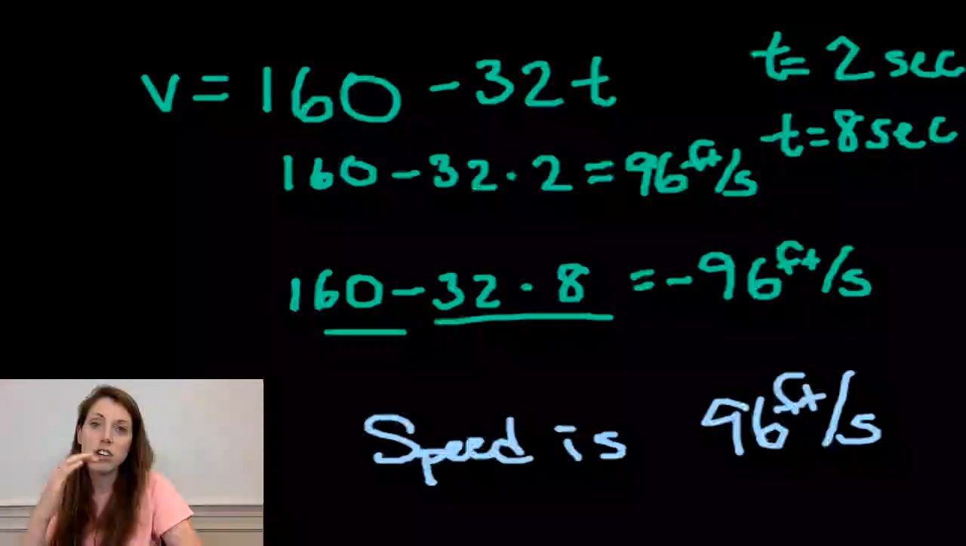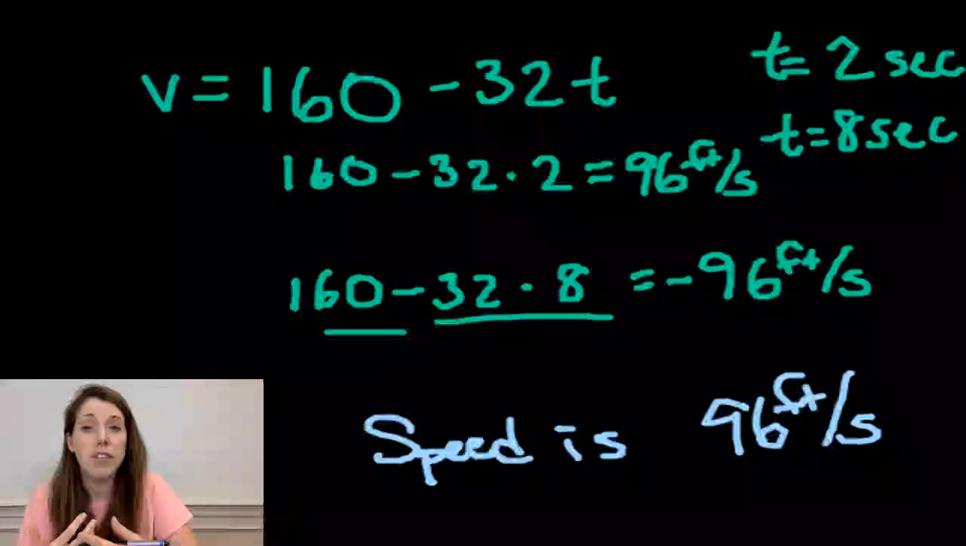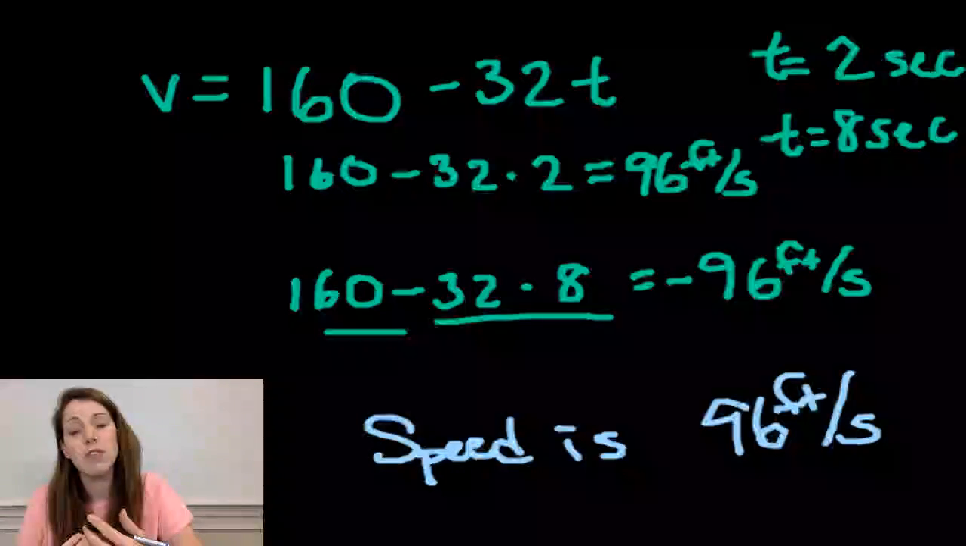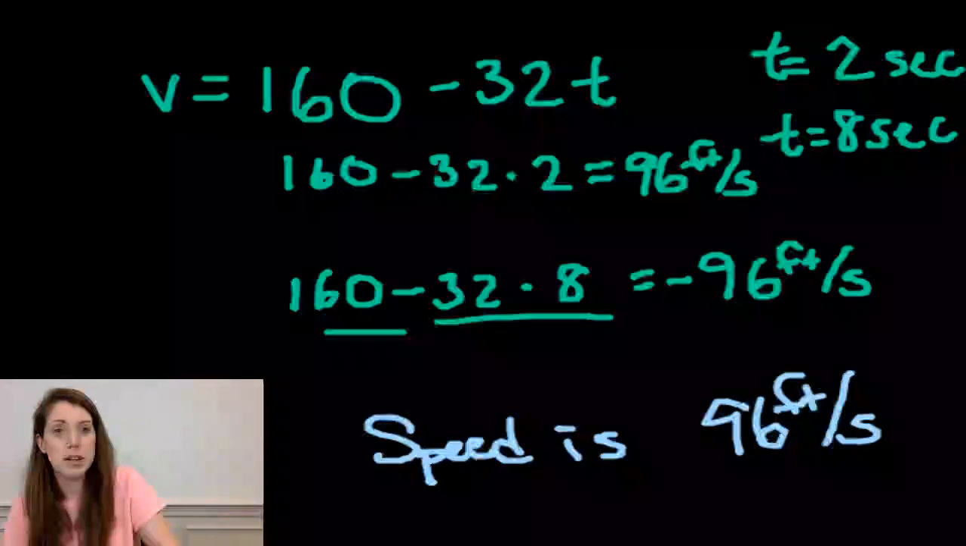A speedometer on your car does not have negative numbers. It's all positive because it's just telling you how fast you're going. So that's what we're asking for here. That's the difference between velocity and speed.